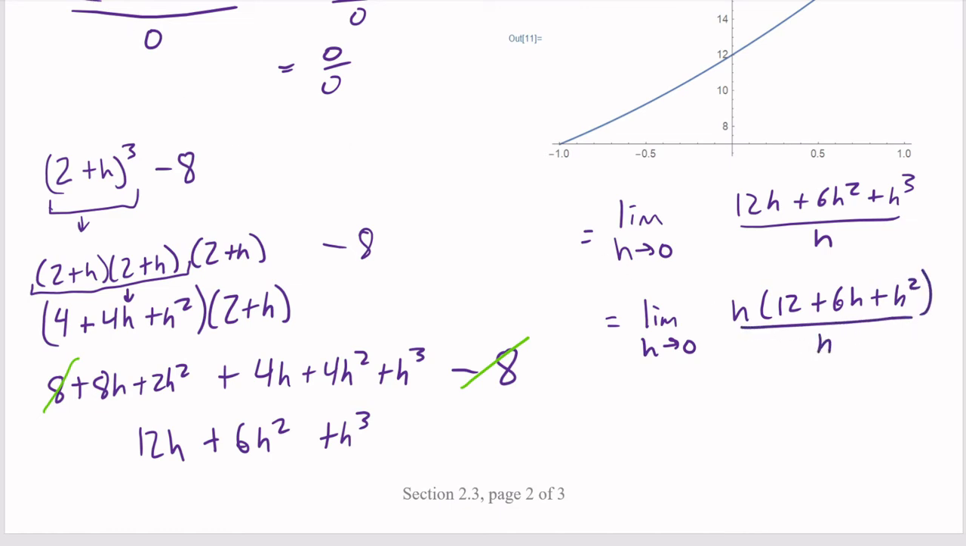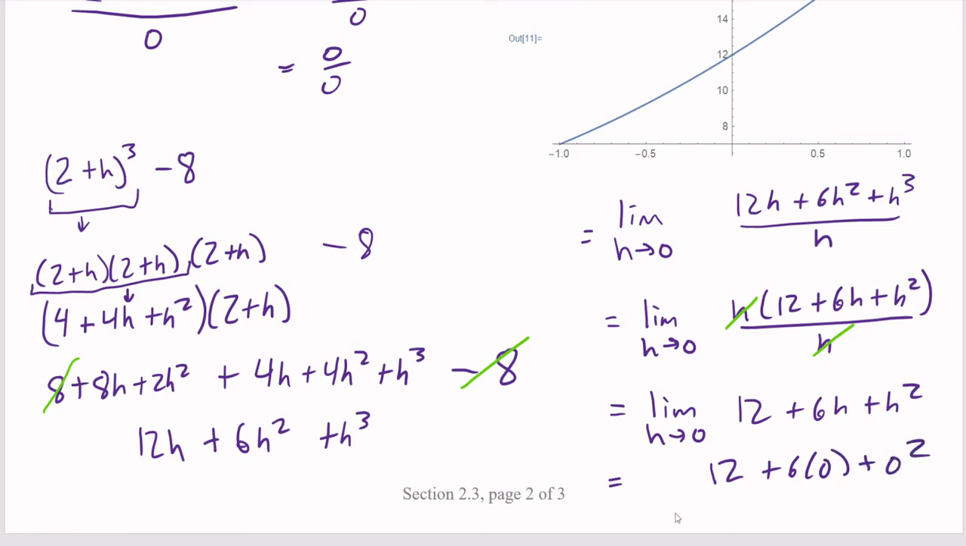And we see what we were thinking was going to happen, right? There's an h on top trying to bring us to 0 and an h on bottom trying to bring us to 0. But as long as we're not actually at 0, these two things are just very small numbers close to 0. They cancel. So all that's left is this limit. So h goes to 0, 12 plus 6h plus h squared, and we try plugging in again. 12 plus 6 times 0 plus 0 squared, and that's our limit.